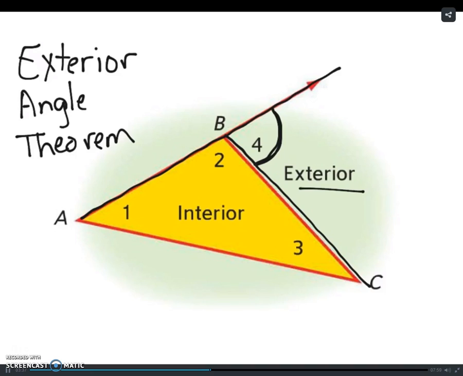Then you're also going to notice that we still have three interior angles. Angles 1, 2, and 3 are all interior angles. And so we have a theorem that's going to help us find the measurement of this exterior angle, angle 4.